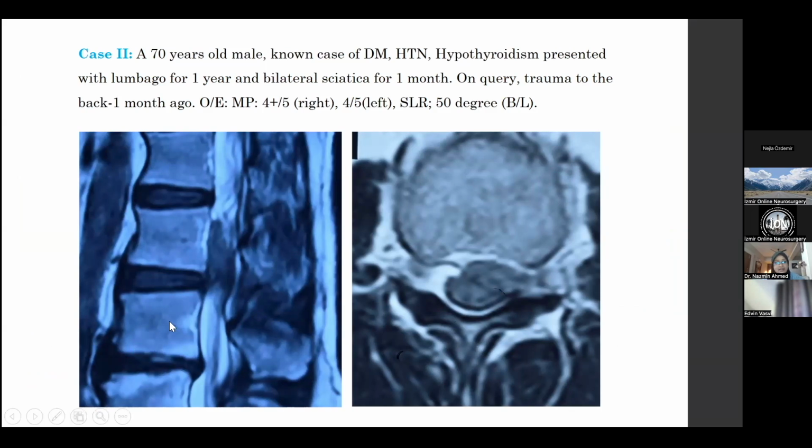This is the MRI showing a herniation of the intervertebral disc with upward migration at the L2-3 level. But if we carefully look at the axial images, there is a cleft sign between the herniated disc and this extradural mass, which indents the thecal sac and displaces it towards the right side.